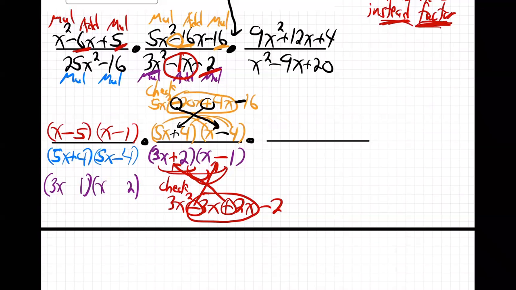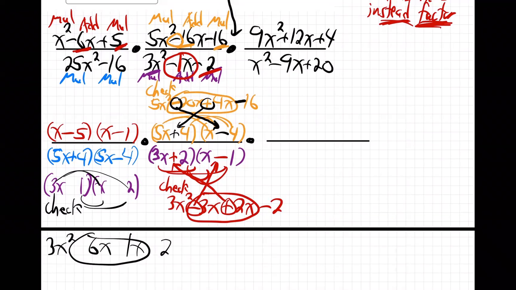Perfect. Now the other one does not check. I'll prove it to you. If you checked the other one, it's not right. You go boom, boom. It'll be 3x squared, 6x, boom, boom, 1x and 2. Can the middle, the 6x and 1x, make minus 1x somehow? No way. Right? 6 and 1 add to be 7, subtract to be 5. No way that they're going to make this minus 1 in the middle. So that's not the correct answer. So I'm going to get rid of that.